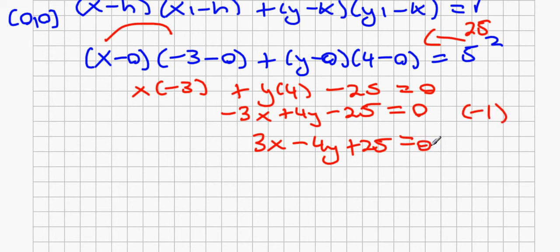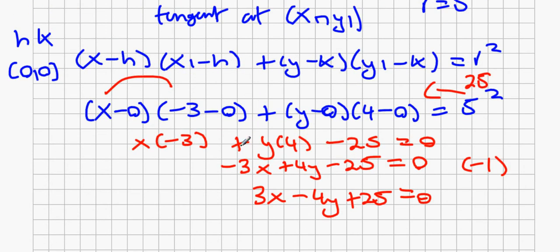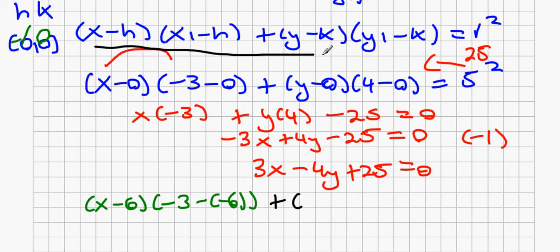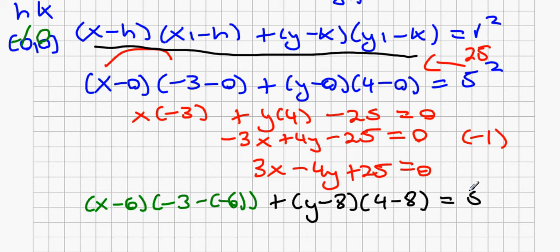Now, if we were to do this with 0, 0, and instead we wanted to do it with minus 6 and 8, what we would have had here would have been x minus 6, minus 3 minus minus 6 in brackets. We would have had plus y. I'm just using this formula again, and I'm going to use minus 6, 8 this time. So y minus 8, y1, 4 minus 8 equals 5 squared.